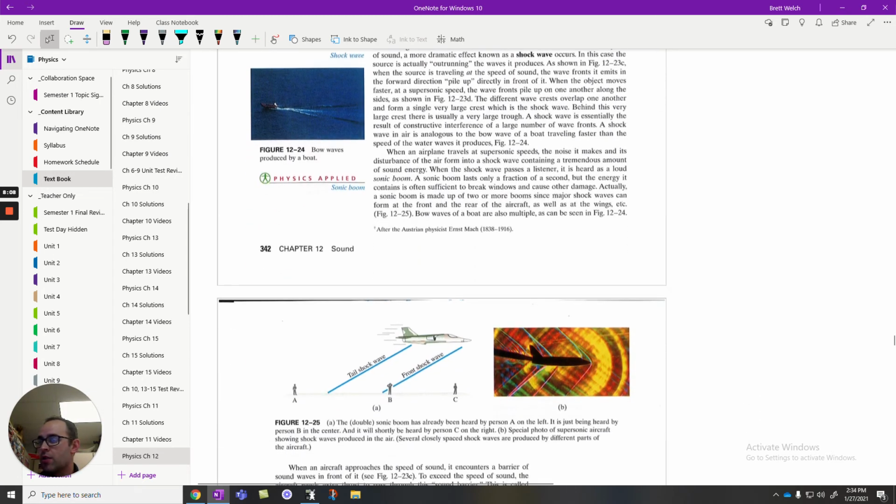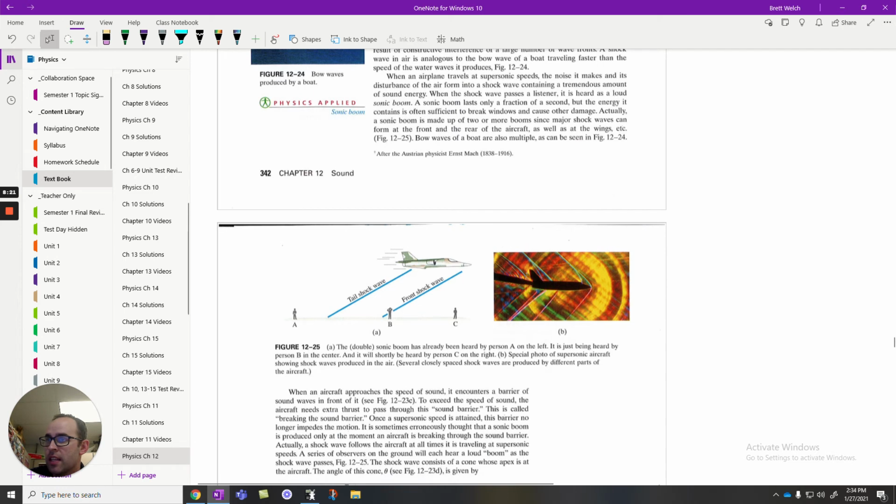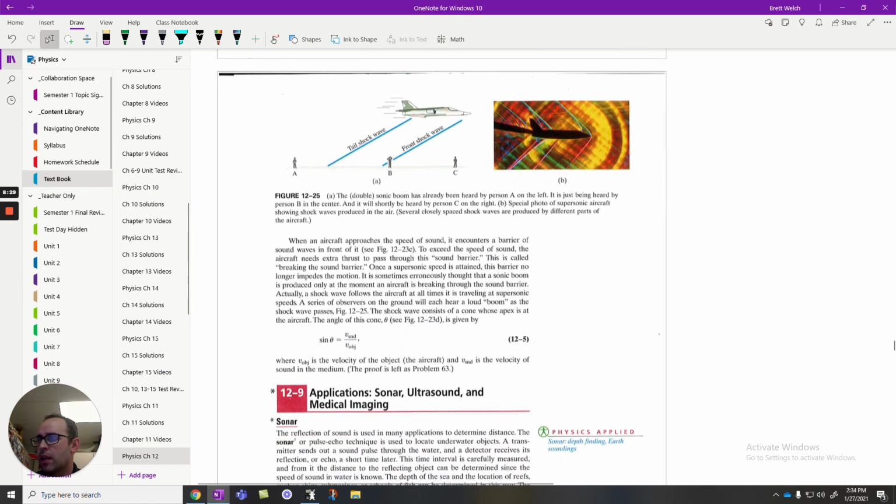There are usually two waves, but they're so close together we can't tell the difference, but there'll be the front and the back of the shock wave. That shock wave can actually cause distortions in light, and you can see that in this image. If you look at it closely, you can see that it bends light because the pressure in the air has created a bend, like a rainbow. You bend the light that passes through.